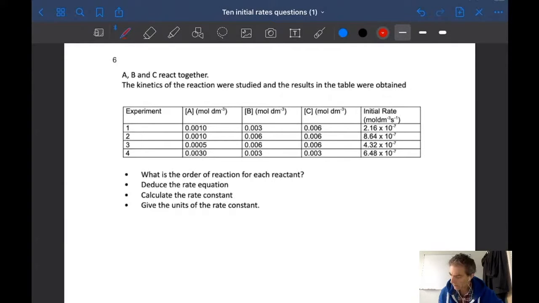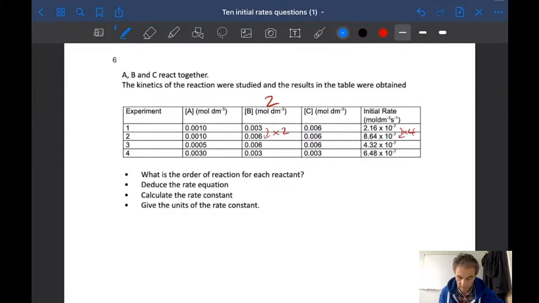So if we look at experiments 1 and 2, you'll see that A is constant and C is as well. So we can get the order with respect to B fairly easily. That's a twofold increase, and the rate has gone up 4 times 4. So B is second order.